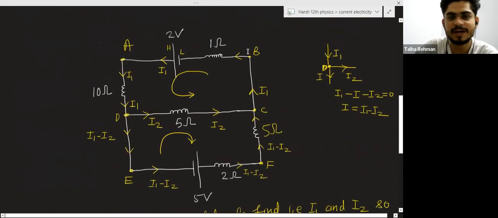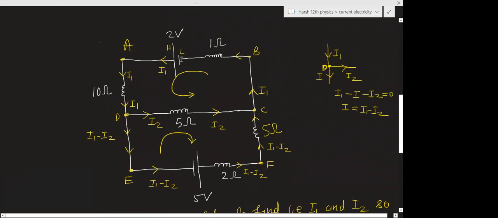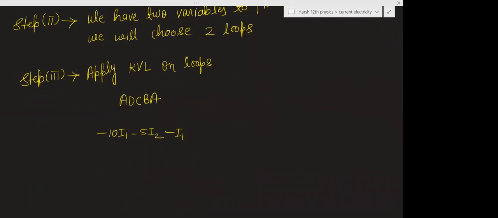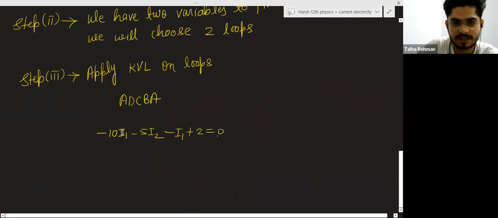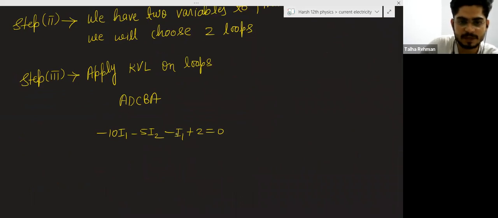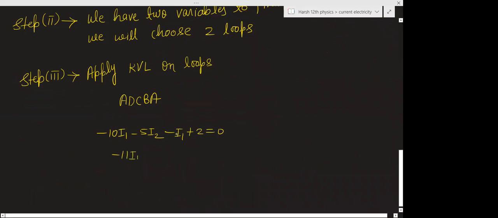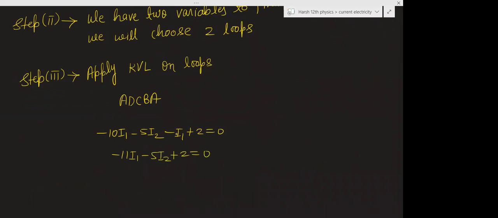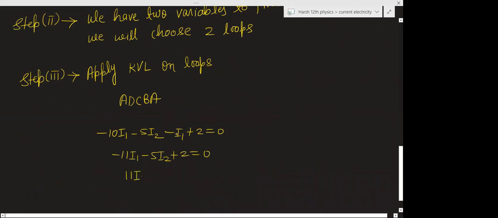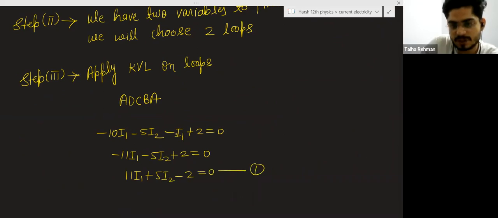And because you are moving from lower to higher, you will write plus 2. Now this minus 10 I1 and minus I1 will become minus 11 I1. And this will become minus 5 I2 plus 2 is equal to 0. When you take minus common, you will have this. This is our equation 1.